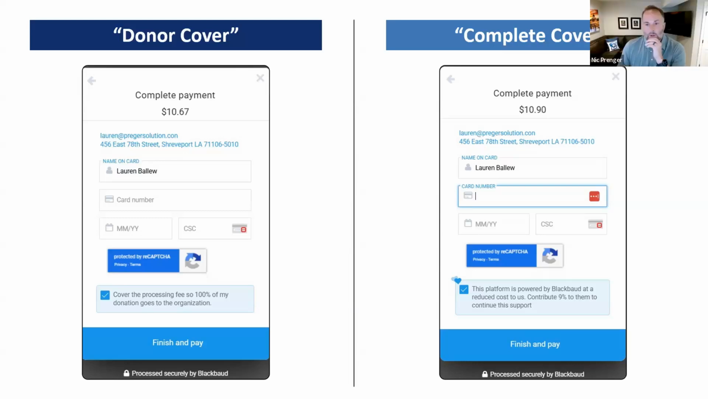There was also a question in the chat about the My Organization Pays option, which is still an option. If you don't want to offer the ability for your donor to cover any fees, you can still do that, and your organization will pay 100% of the processing fees.